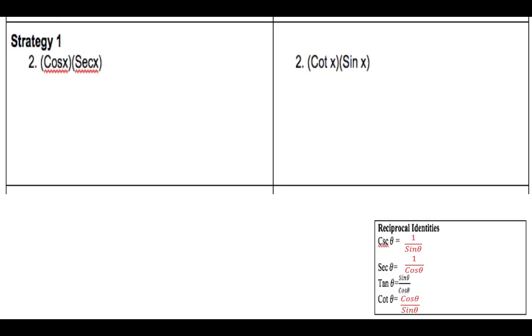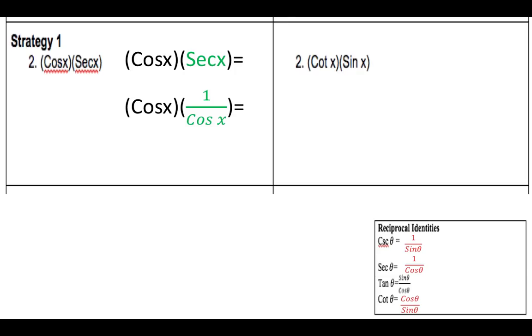Here's strategy 1 again. We're doing another strategy 1. Again, we're focusing on converting everything to sines and cosines. First step, I'm going to look right here. This is already in cosine, so this is perfect. This is fine. Let's move on. Secant x is not in a sine or cosine format. So I'm going to look at my notes and find secant. It's equivalent to 1 over cosine. So this secant x, I'm going to rewrite as 1 over cosine.